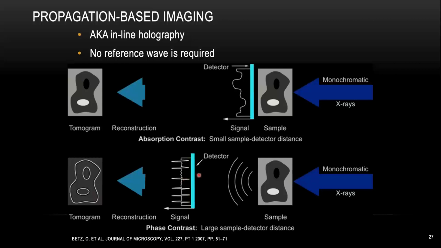But you can see that by moving your detector further away from your sample, your signal also gets lower. Which means most of the time we need to increase the scanning time much longer in order to compensate for the signal decrease at the detector.